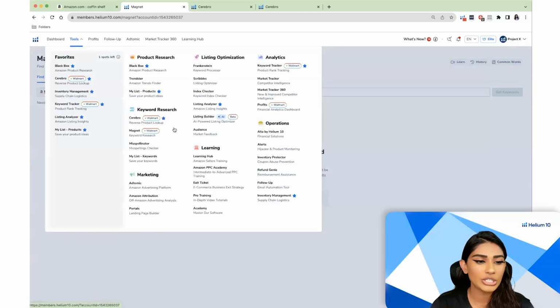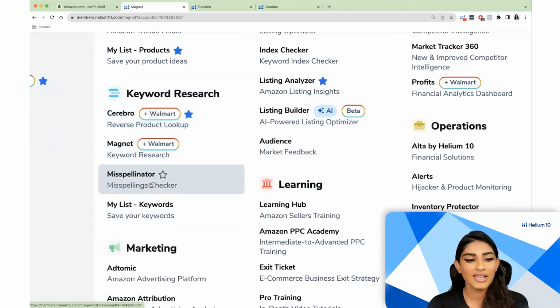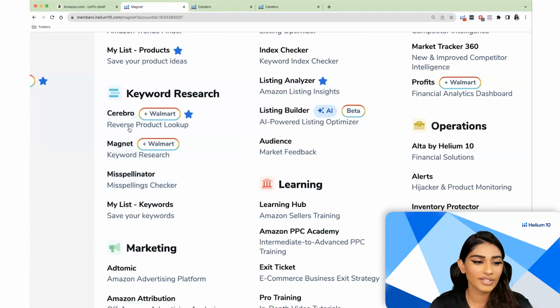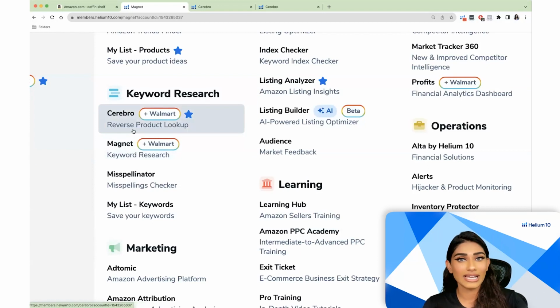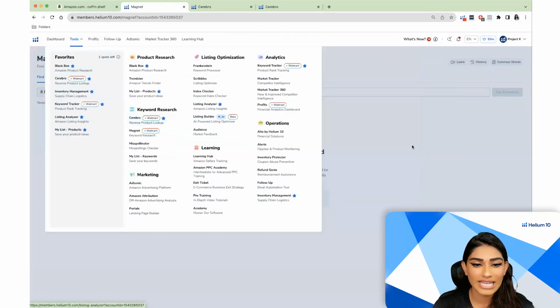I will mention we do have 2 keyword research tools. We also have Misspellinator to find those misspellings that people type in. And we have Cerebro, which is our reverse ASIN keyword research tool. We've actually done a video on this before, so make sure you go watch that if you haven't. But this is going to allow you to take product identifiers and put them in and find keywords that are related to those products. For Magnet, you are going to be taking a look at keywords.